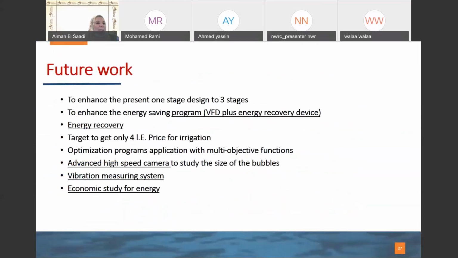Future work to enhance: this is the work plan to enhance the present one-stage design to three stages to improve energy saving and recovery. The target is to get a price of only 4 pounds for irrigation. Optimization program application with multiple objective functions. Advanced high-speed camera to study the size of the bubbles and so on.